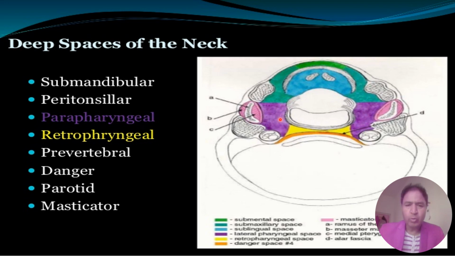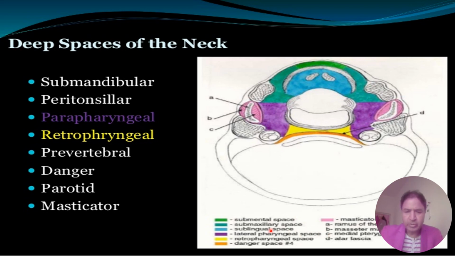If you remember, the parapharyngeal space is surrounded by four other spaces. The first space is the retropharyngeal space. This is an unpaired space, just behind the pharynx. Then the prevertebral space. You can see here the prevertebral space.